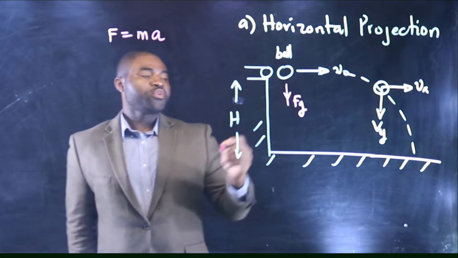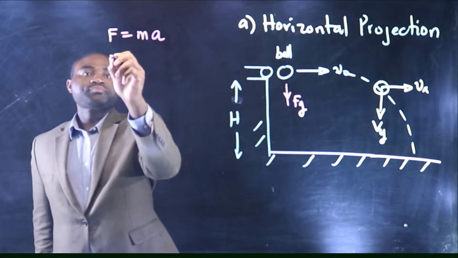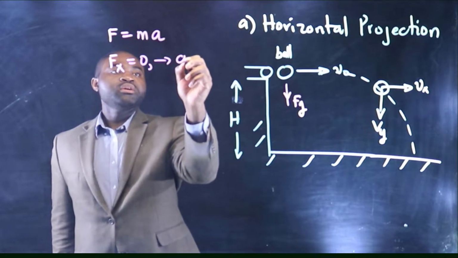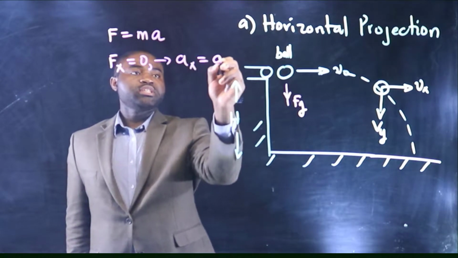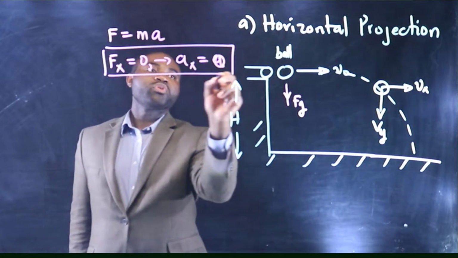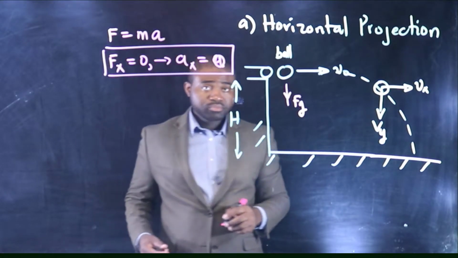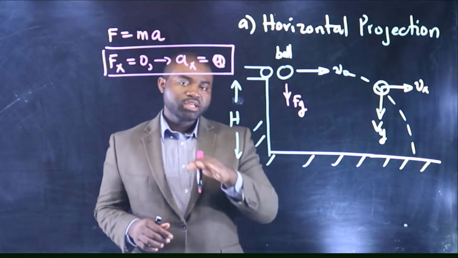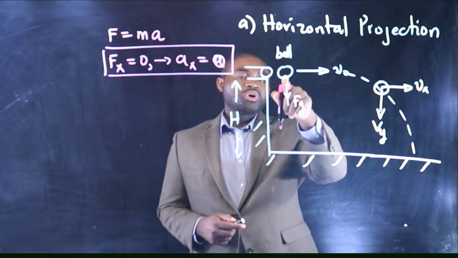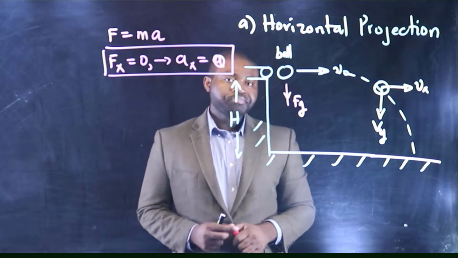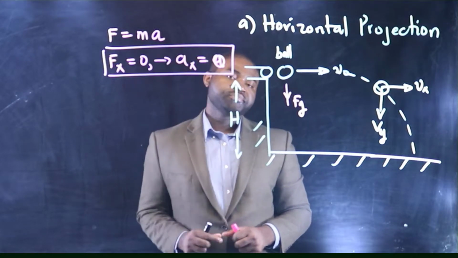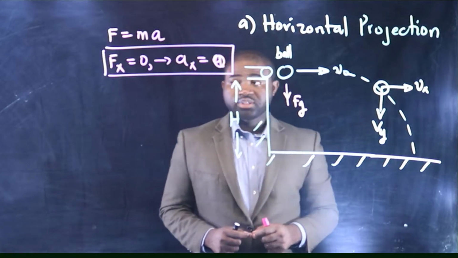So, the force in the x direction is 0. That would mean that the acceleration in the x direction is 0. This is very important. Let me say that again. Because there is no force acting on the object in the x direction, it implies that the acceleration of the object in the x direction is 0.